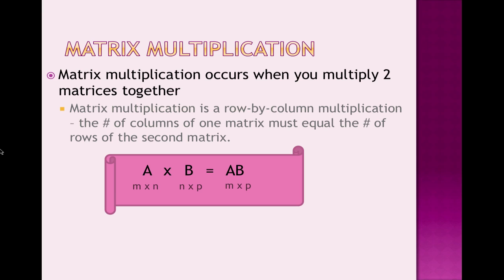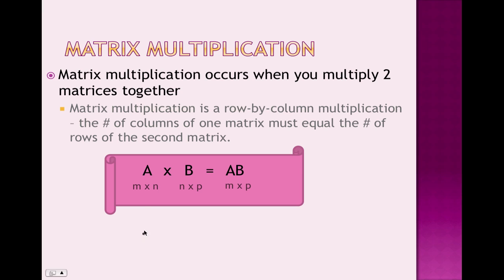It is very different than anything that you guys have done before. But matrix multiplication occurs when you multiply two matrices together. Specifically, it's what's considered to be a row by column multiplication. So when we're multiplying two matrices together, we have to make sure that a couple of things match up before we know if we can even multiply them together.